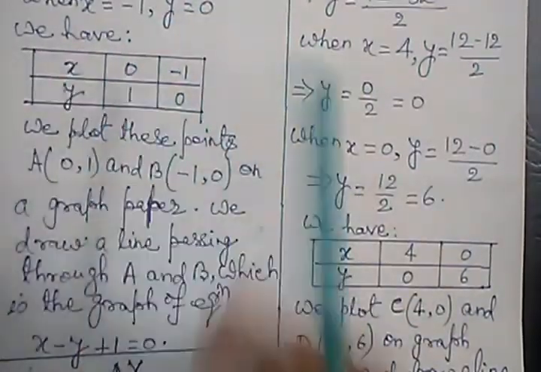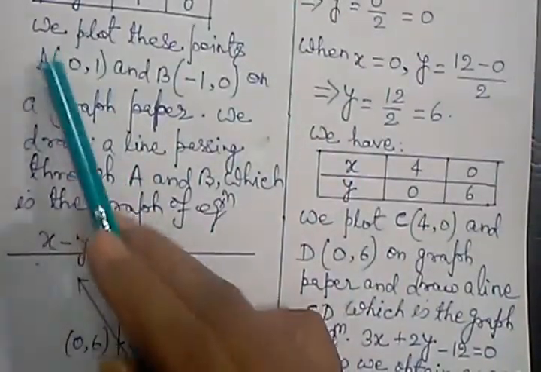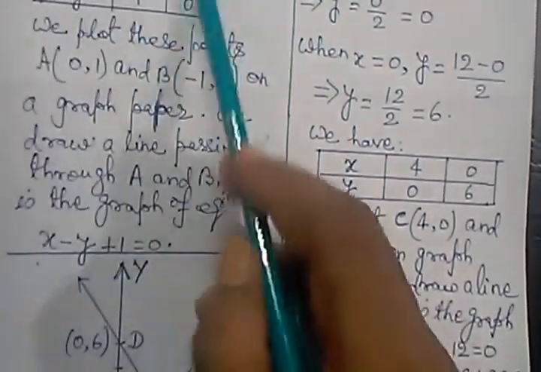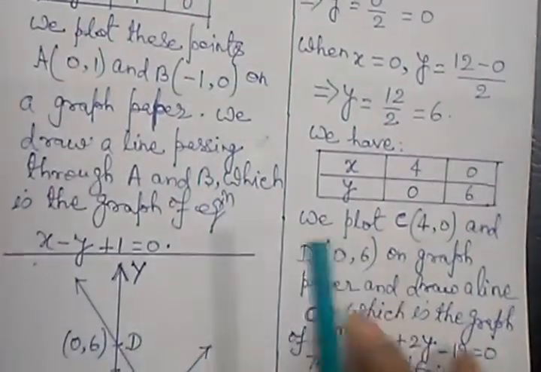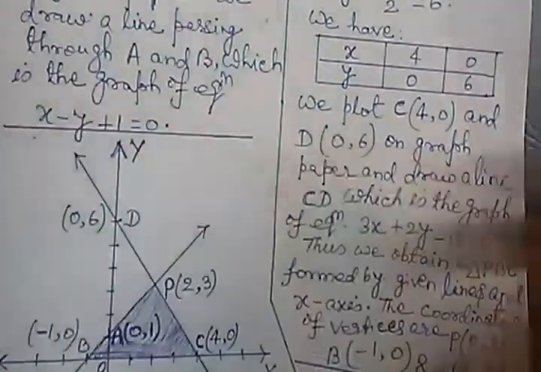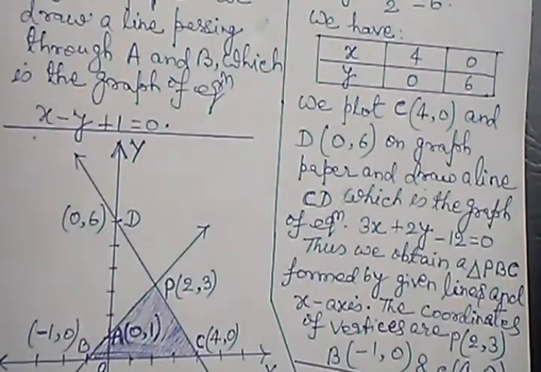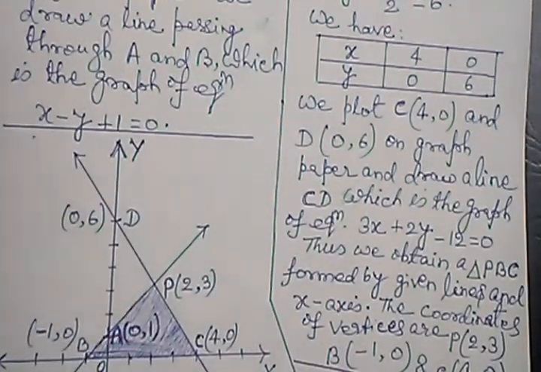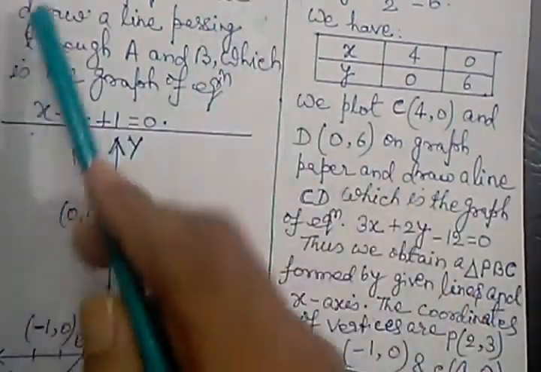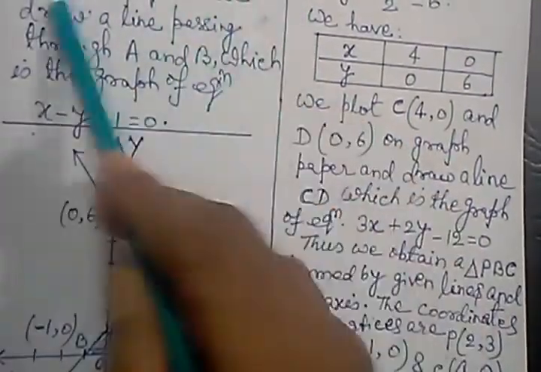Now you just arrange these values in a table. Again we plot these points. These are the 2 points here: 0, 1, and next is minus 1, 0. So we plot these 2 points on the graph paper, which is very easy. You know how to plot points on graph paper. So here, A is (0, 1), and B is (minus 1, 0). So we plot these points on a graph paper.